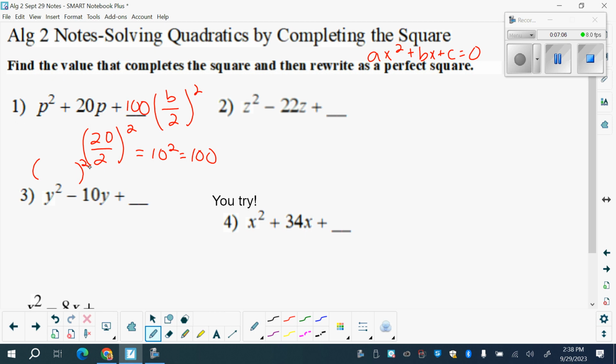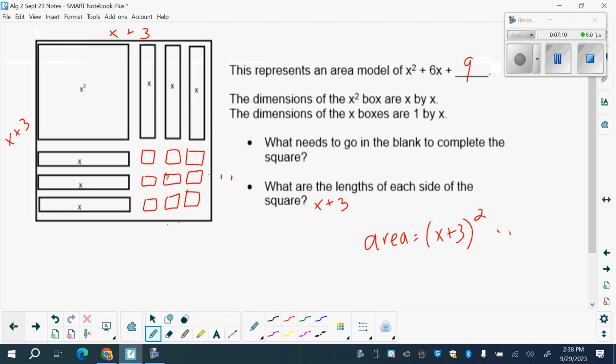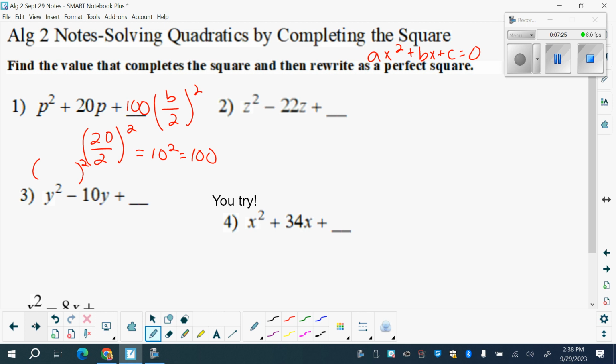So remember on the last picture, we had to make a square, so we took half of that 6x, put it here, and then half and put it over here. And then to get this number here, we could take 3 by 3 and square it. So that's where the square comes from. So it's always going to be b over 2 squared, though. It's never going to change. It's always b over 2 squared.